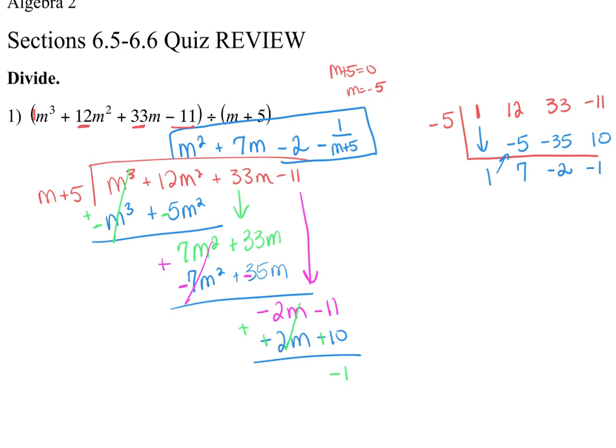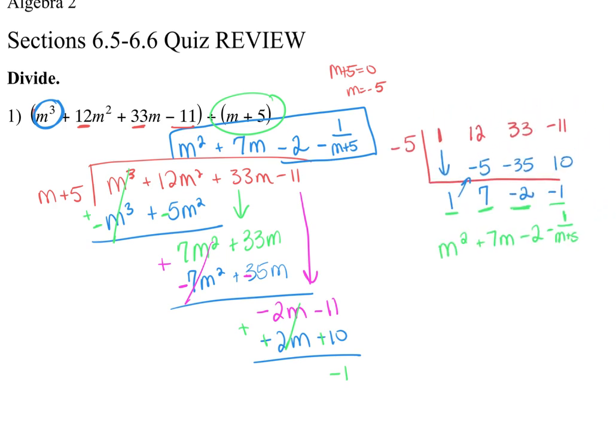And then I just go back and say, okay, I started at m cubed. So I'm going to fill in starting with m squared. So this is going to be a 1m squared plus a 7m minus 2, and this last will always be my remainder, which once again, I put over what I was dividing by, m plus 5. And you can see that this gives me the same exact answer as my long division did.